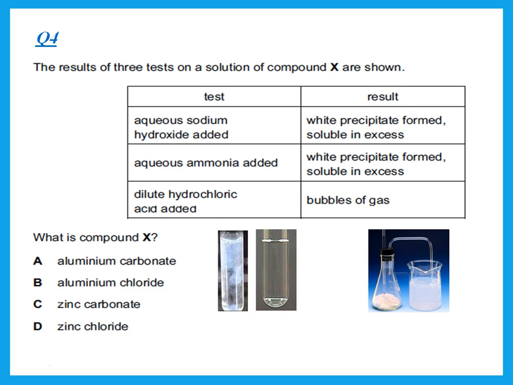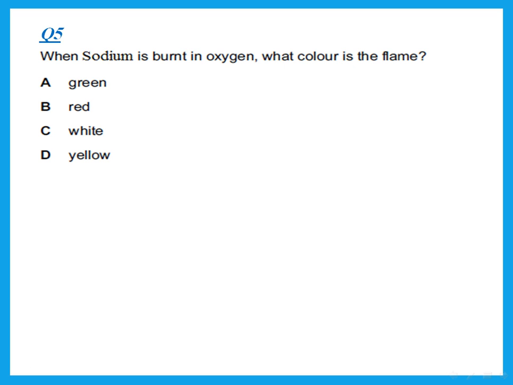You should realize that that is zinc. Aluminium would give white precipitate soluble in excess with sodium hydroxide, but not with aqueous ammonia. So what I have is zinc. Now it is zinc what? Remember, adding acid to give bubbles of gas. That is carbonate. So this is zinc carbonate. Are we memorizing the tests as we go along?